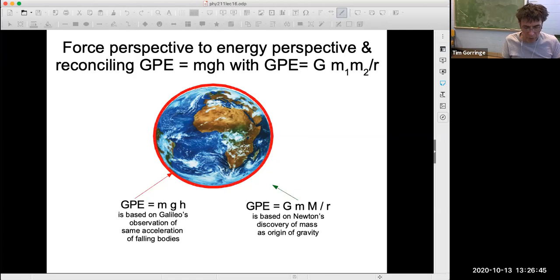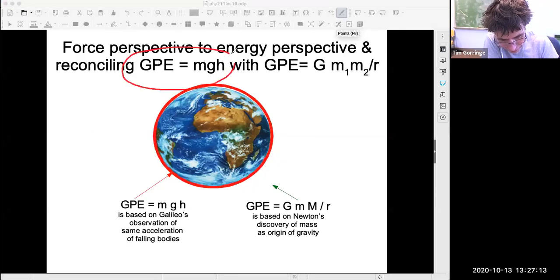And so we're now going to not just look at the universal force of gravity, but we're going to look at the corresponding gravitational potential energy. So we're going to move from the force perspective to the energy perspective. Now that means I've got to reconcile a second set of equations, and so I've written those upstairs here in this slide.